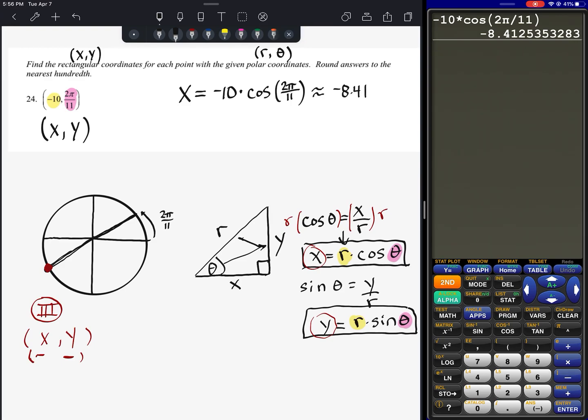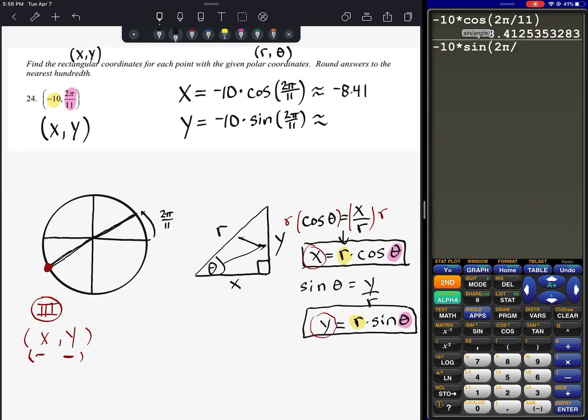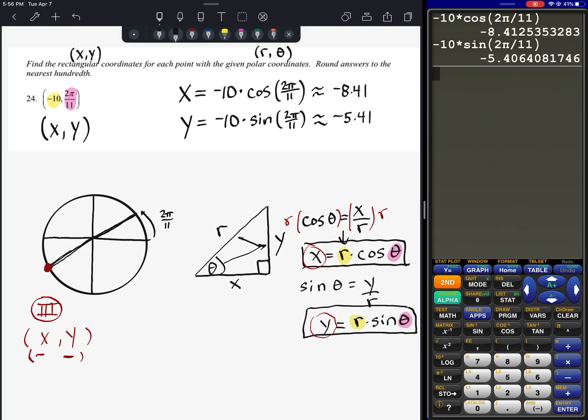So we have -8.41. That should be our x coordinate. And then we're just going to find our y coordinate the same way. Negative 10 is our radius, times the sine of 2 pi over 11. So let's do negative 10 times the sine of 2 pi divided by 11. We hit enter, and you get about negative 5.41 when we round to the nearest hundredths place.